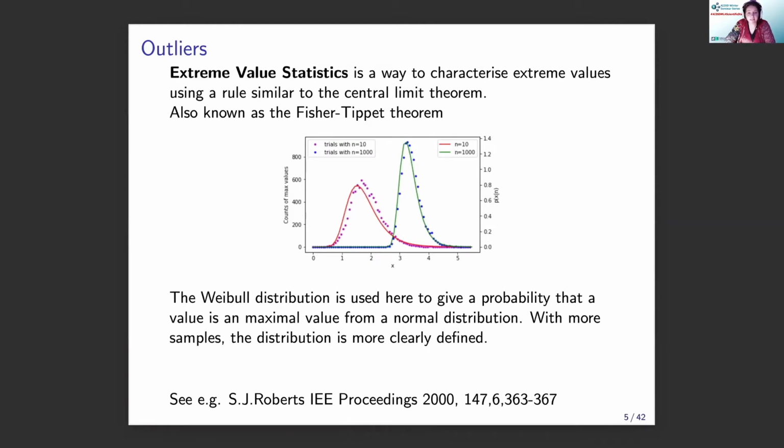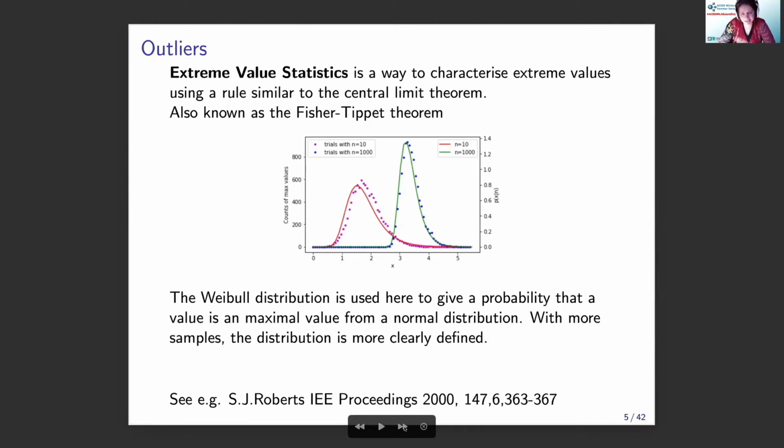Now, one way we can separate the outliers that are caused by a different process from outliers from the same distribution is to model them using extreme value statistics. Extreme value statistics are a way to characterize extreme values. It's a way to tell the difference between values caused by something else and that are just an extreme value of the same distribution as the rest of the data. And this uses a rule similar to the central limit theorem, which is also known as the Fisher-Tippett theorem. The central limit theorem, if you're not familiar with it, is the fact that when you sum a bunch of random numbers up enough with each other, you get something approximating a Gaussian distribution.